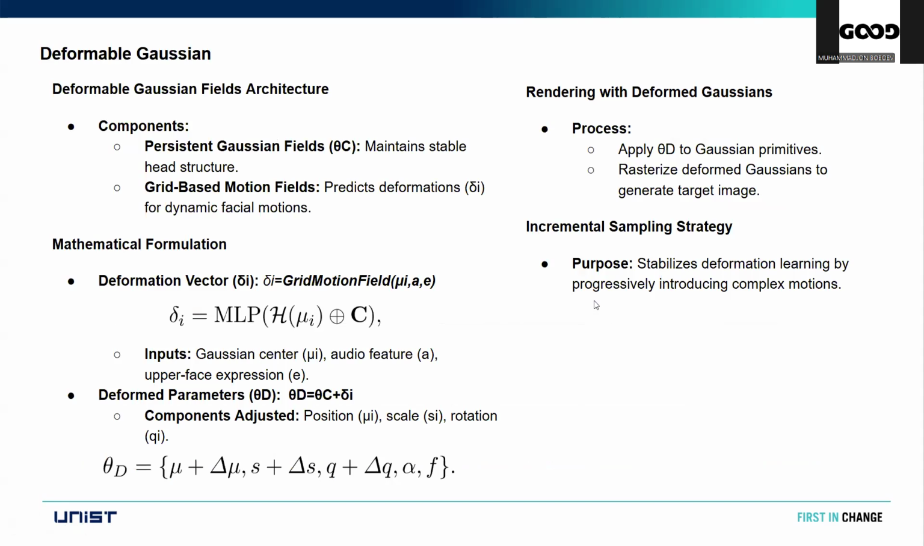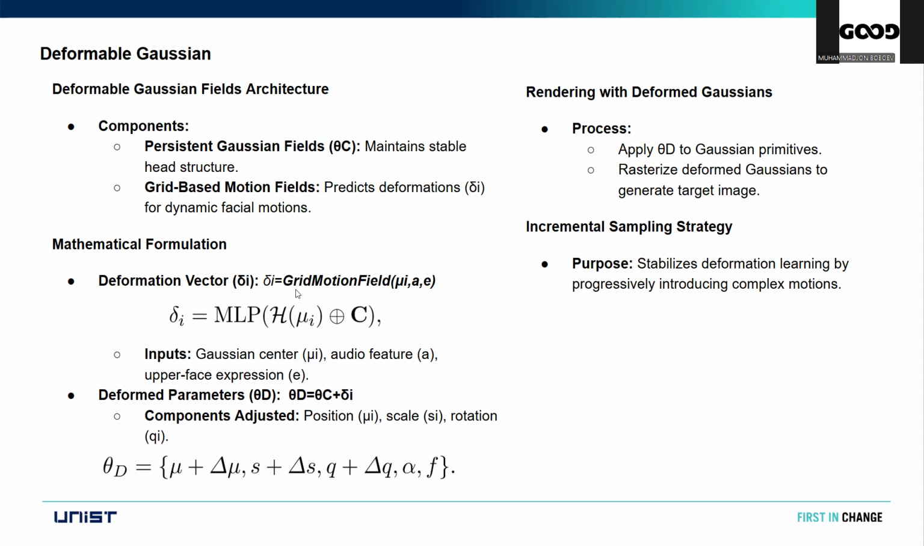So what are the components? As I explained before, they use two components. The persistent Gaussian components, which help to maintain a stable head structure that doesn't really change across all the frames. And they also use a grid-based motion field that predicts some kind of deformation for dynamic facial change. So mathematically, they formulated it like this.